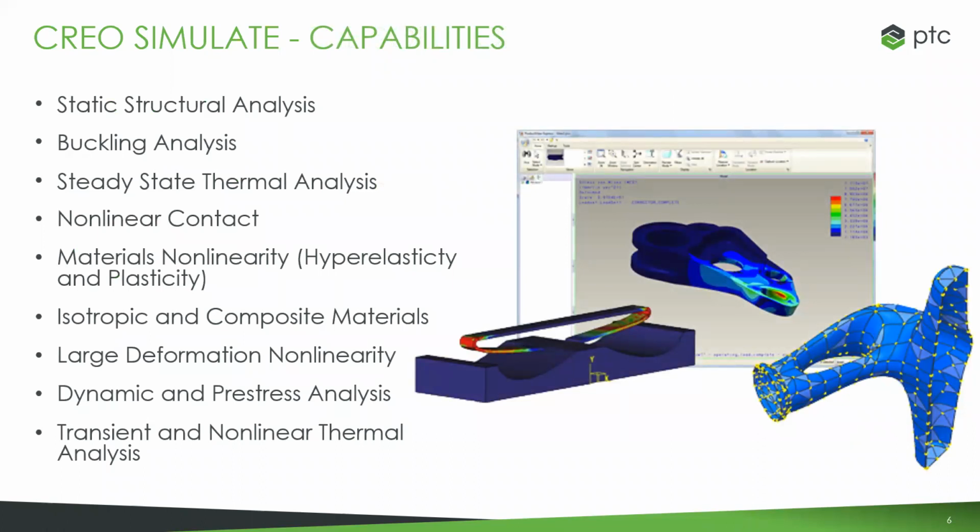You can see it's everything from structural static analysis, buckling, thermal analysis, even into nonlinear materials. Material nonlinearity is something we work with a lot. Isotropic and composite materials, this is something that you want to be able to take into account. Large deformations, pre-stresses, dynamic analysis, even into nonlinear thermal. That's another area this plays into. And I'll break down a little bit in a second exactly where you're getting access into all these different capabilities.